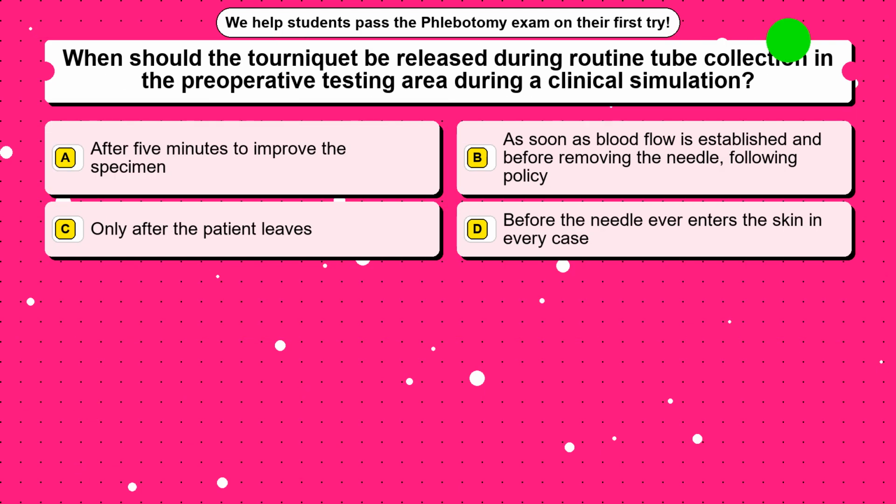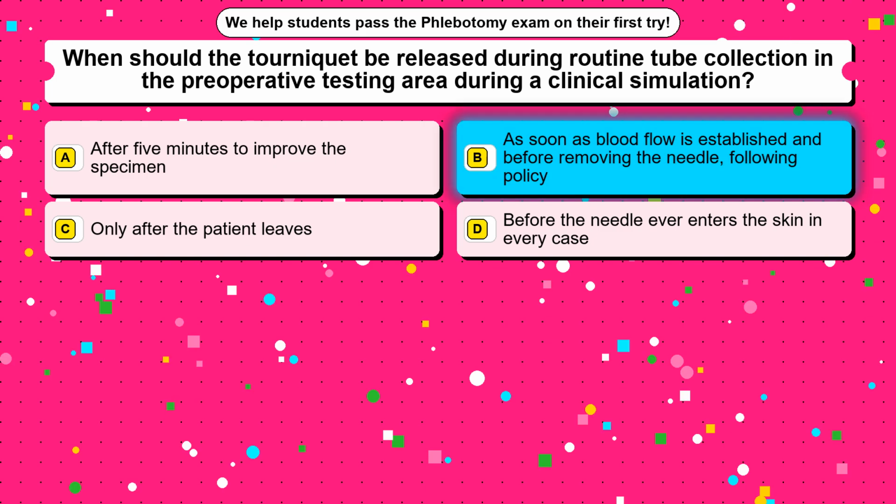Question 25. When should the tourniquet be released during routine tube collection in the preoperative testing area during a clinical simulation? Option A. After 5 minutes to improve the specimen. Option B. As soon as blood flow is established and before removing the needle, following policy. Option C. Only after the patient leaves. Option D. Before the needle ever enters the skin in every case.